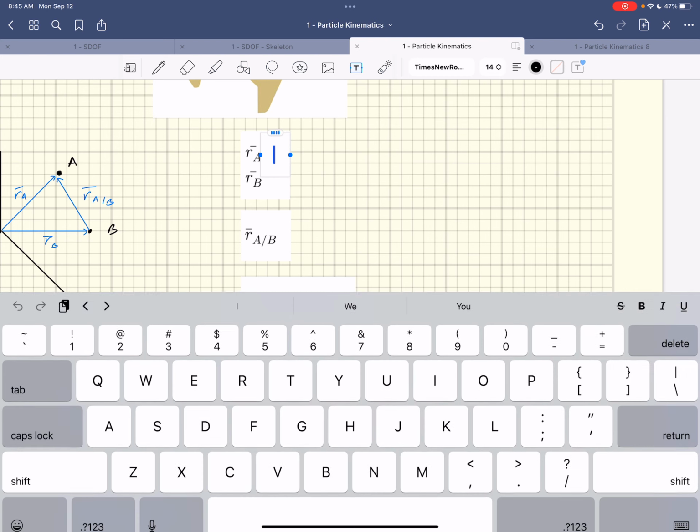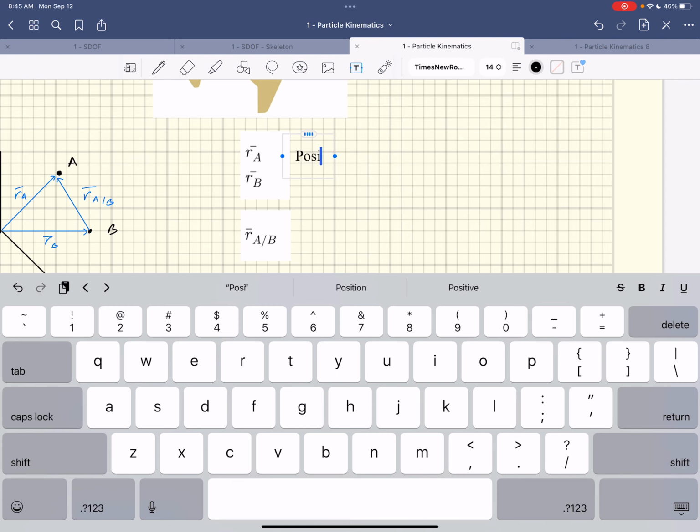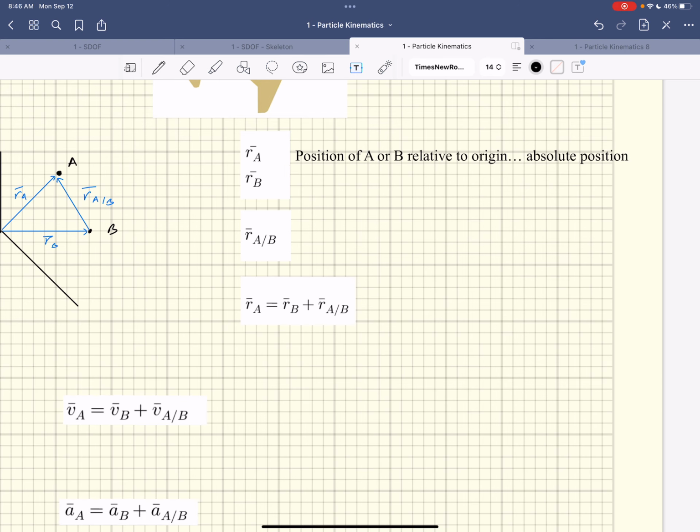So RA is the position of A, and RB is the position of B, both relative to the origin. They call this the absolute position. If it's RA, it's the position of A. If it's RB, it's the position of B. So these are the absolute positions.